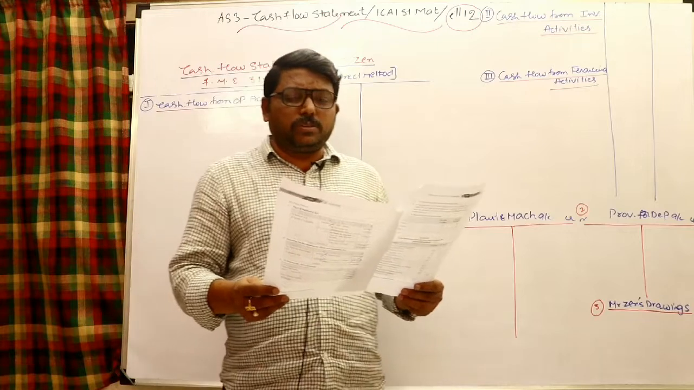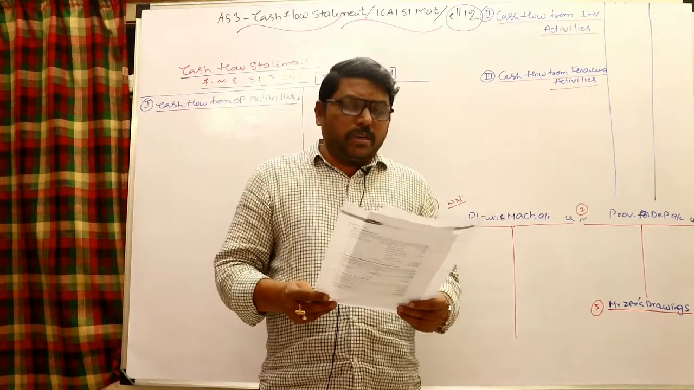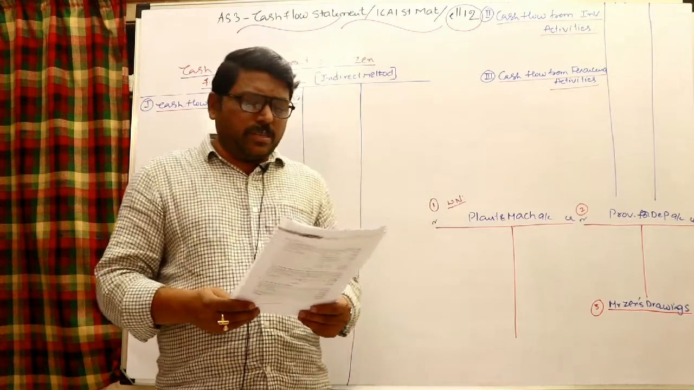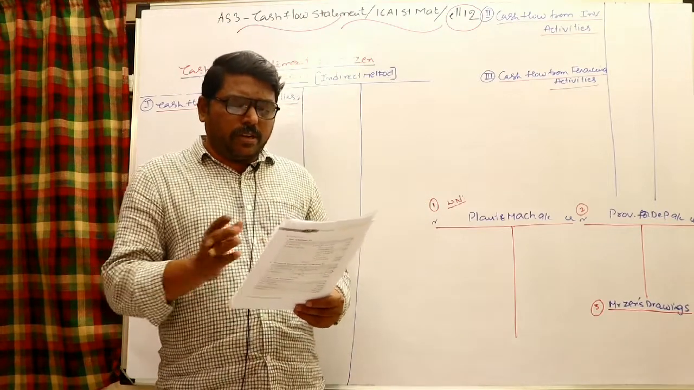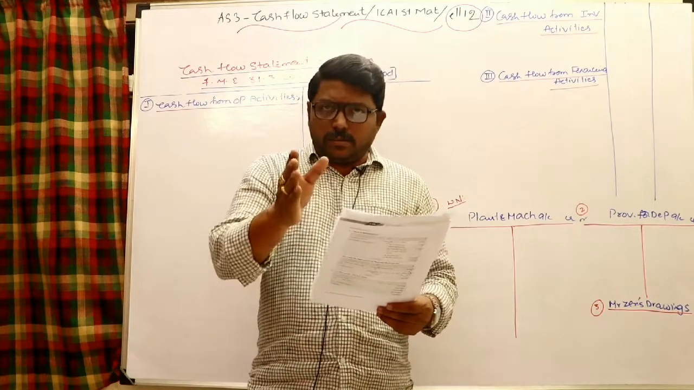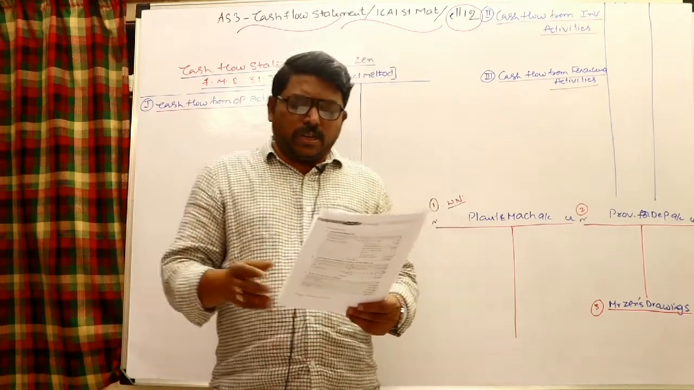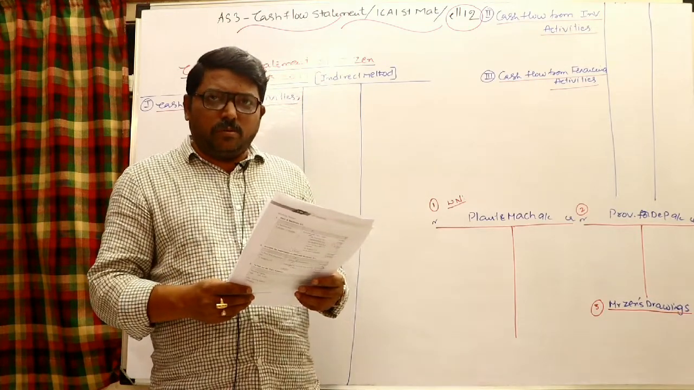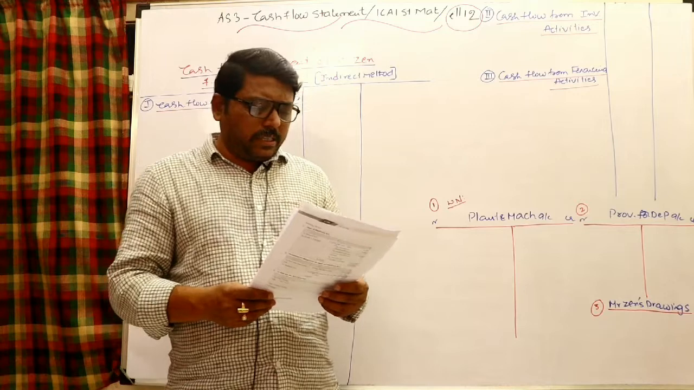Some additional information is also provided to you. By this we need to prepare the cash flow statement of Mr. Jen. First I will read. You are given the opening assets and liabilities first, later the closing assets and liabilities, and you can compare each and every one and say whether it is an inflow or outflow and what kind of activity it is.